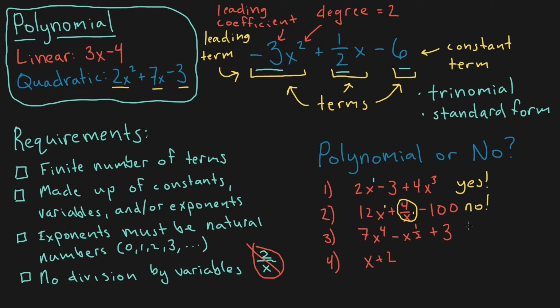And then finally we have x plus 2. Now, is x plus 2 a polynomial? We have a finite number of terms, 2 terms. Is it made up of constants, variables, and or exponents? Yes, we have a constant term and a variable. Exponents must be natural numbers; this is an implied exponent of 1. So that checks out. And there's no division by variables. This looks pretty different from the other polynomial, but yes, this is still a polynomial.